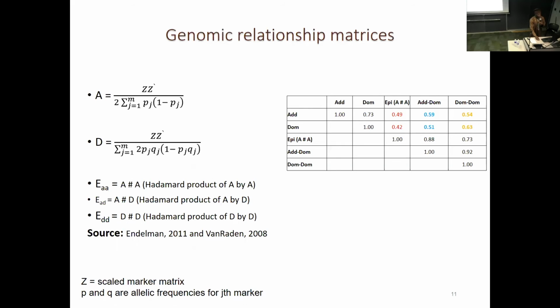So the question is, from these three components of epistasis, which ones will I use in my models? I try to come up with these correlation matrices by extracting the upper diagonal elements. As you can see, additive by additive has the least covariance with additive and dominance, so I try to use this.